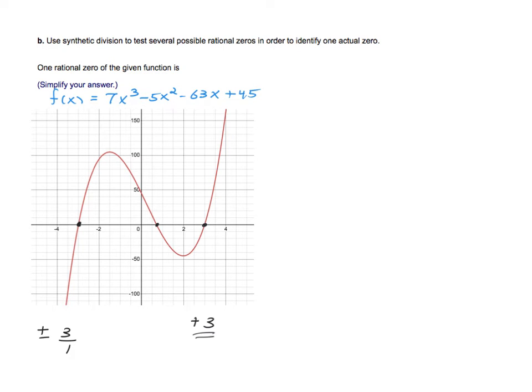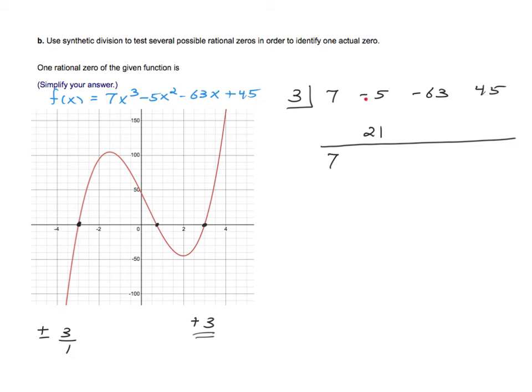So for synthetic division, it looks like this. You take the zero, which is 3. You then write down these coefficients in this order. So that's going to be 7, negative 5, negative 63, and positive 45. What we do is we first bring down this 7. I then take this 7 and multiply it by this 3, which gives me 21, and I'll put it right here.